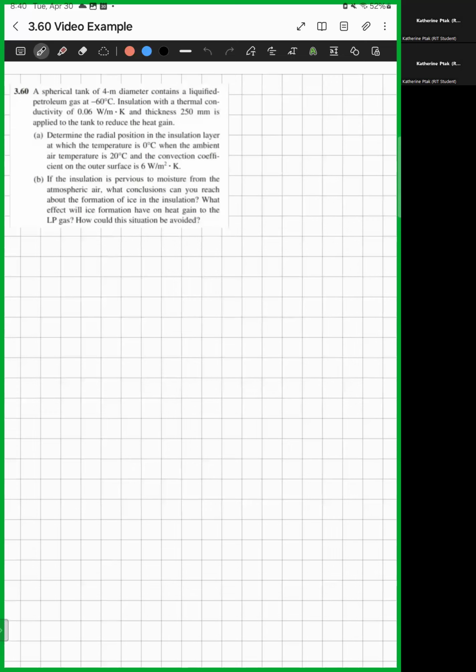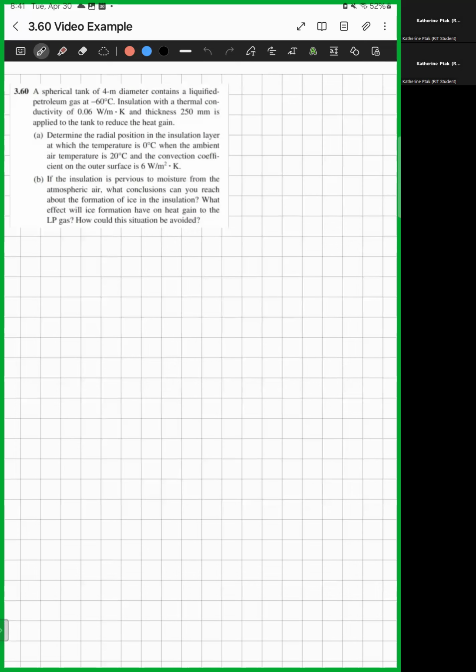When the ambient air temperature is 20 degrees Celsius and the convection coefficient on the outer surface is 6 watts per meter squared Kelvin. And then B, if the insulation is pervious to moisture from the atmospheric air, what conclusions can you reach about the formation of ice in the insulation? What effect will ice formation have on heat gain to the LP gas? How could this situation be avoided?